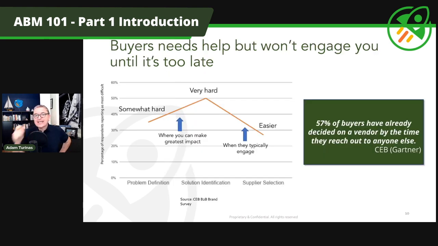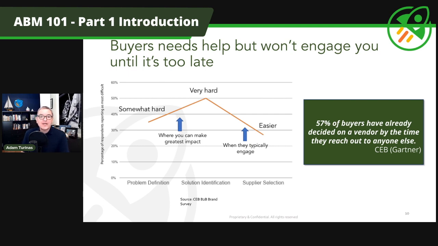Now, the good news is that buyers do actually need help. The downside is they don't engage with you until too late. So what this slide shows is a couple of things. And this is based on some research conducted by a group called the Corporate Executive Board, which is a part of Gartner. What they did was they interviewed buying groups across multiple industries, and they talked to thousands of different B2B buyers. And what they found is that buyers buy in 3 phases.